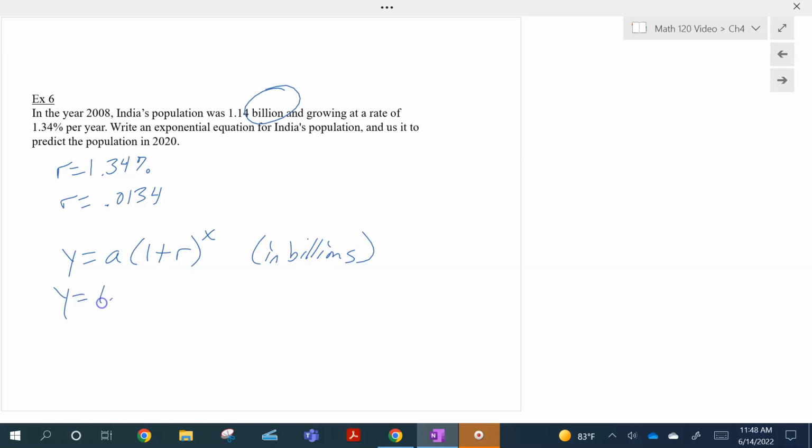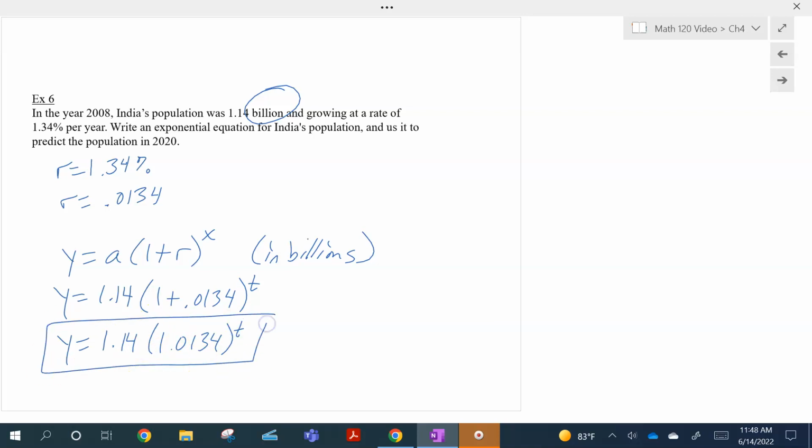So I can have that A be 1.14 billion, or you could just write it, don't have it be in billions and make it 1,140,000, right? To represent 1,140,000,000. 1 plus R, 0.0134. We'll have this go to time t per year. So 1.14, 1.0134 to the t. Okay, there's our population. Maybe we'll write it in terms of p, population here. T years, alright? So what would the population be in 2020?